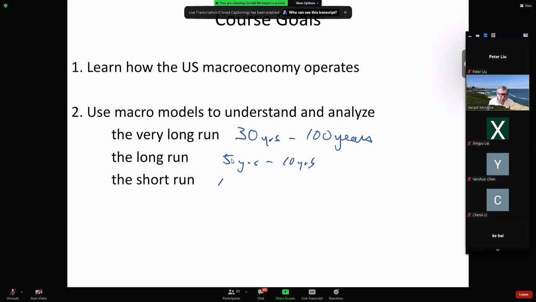Of course, the short run is from now out to about 3 years or so. As I mentioned, there's no real overlap here. I'll just give you an idea of the time frame we're looking at here. The short run is the period of time in which most economic commentary is concentrated. What's going to happen to inflation and unemployment over the next year or two?